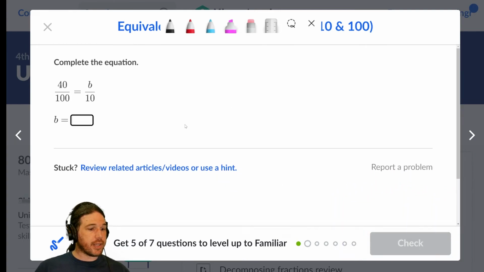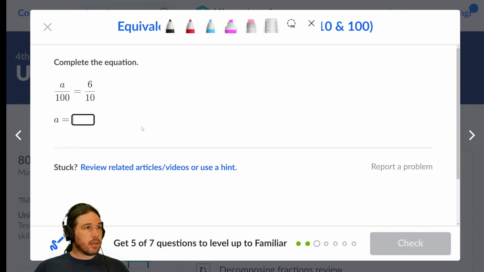40 over 100 is the same thing as 4 over 10. A over 100 equals 6 over 10. That means that A has to be 60, right? 60 over 100 is the same thing as 6 over 10.